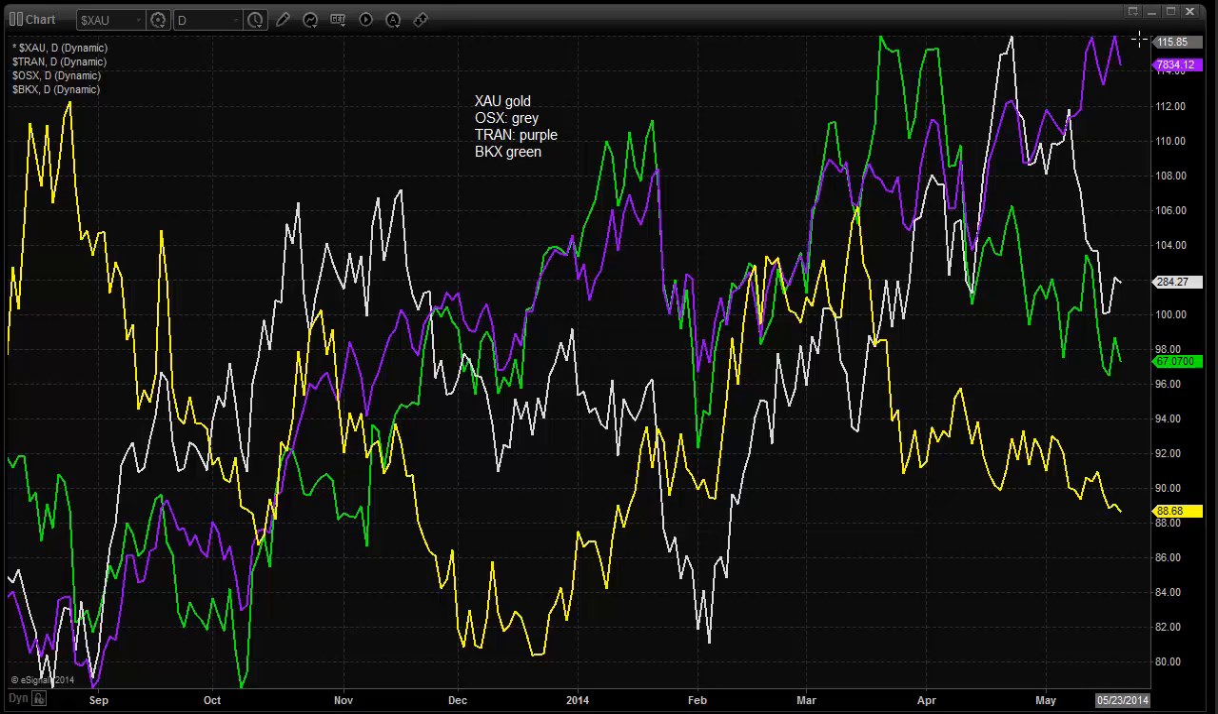We do have this double top in place now in the transports. We rolled down fairly aggressively today and did see some loss of ground there.